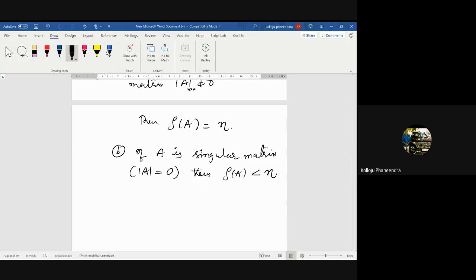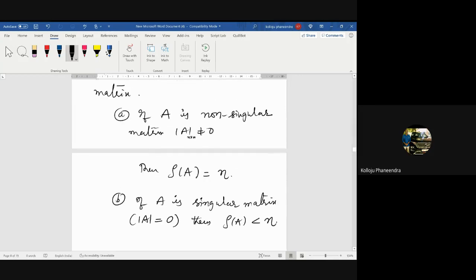Then when it is less than n, you know how to calculate. You select any submatrix. If it is 4 by 4 and its determinant is 0, then you go for 3 by 3 submatrices, all possible 3 by 3 submatrices. If at least one has a non-zero determinant, then the rank is concluded as 3. Next one. This is about the first one.